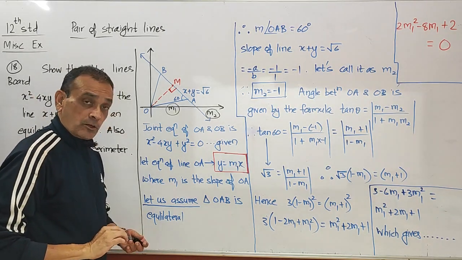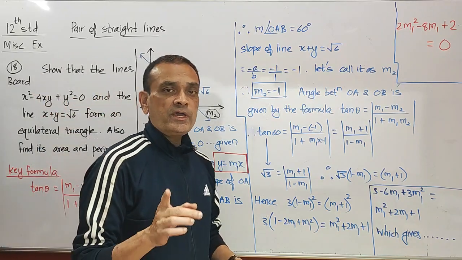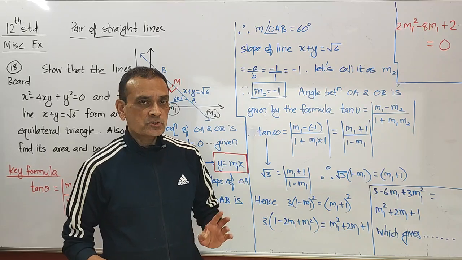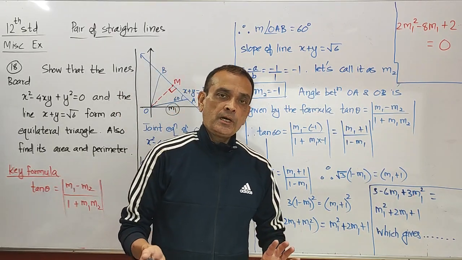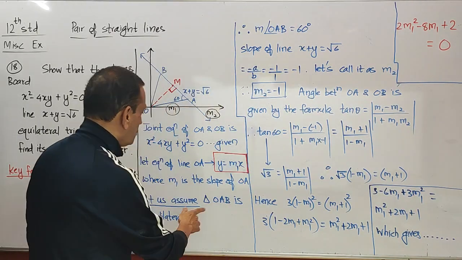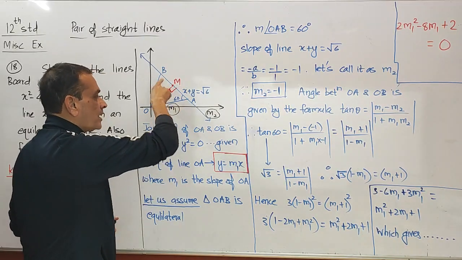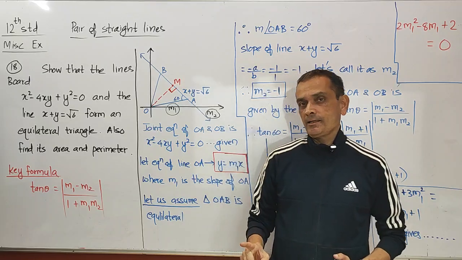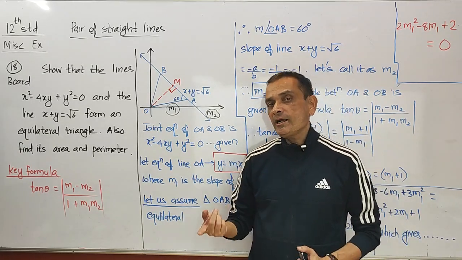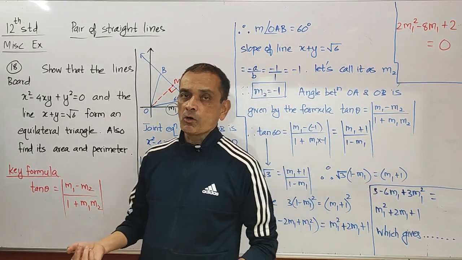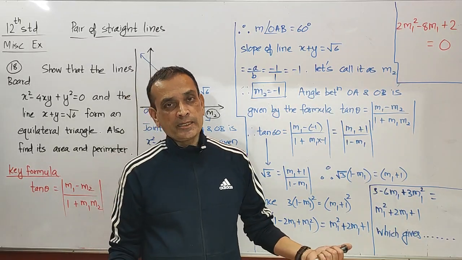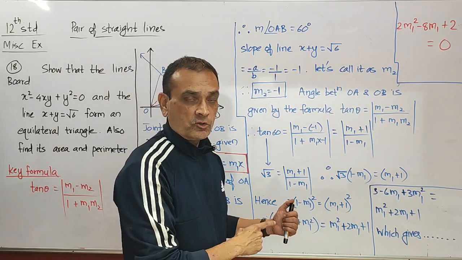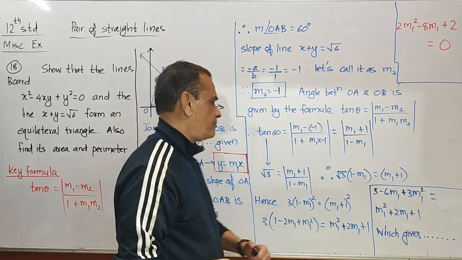Now, the important part is we have to prove that triangle OAB is equilateral. So for this particular problem, let us make the assumption that triangle OAB is equilateral. And finally, we are going to show that our assumption is correct. Usually for an indirect proof, we show that our assumption is wrong, that what we assumed is incorrect. But here we have to show that what we have assumed is right. How will we show it? Let us see.